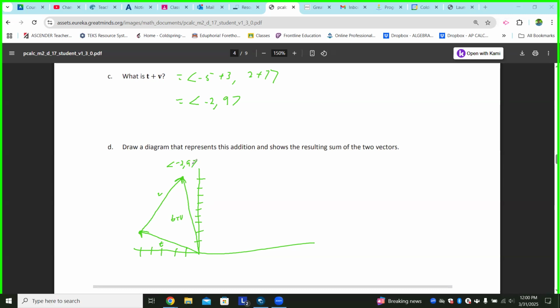Yep. So this time the only difference from part B is this time we started with T, then went V. The other one we started with V, then went T, but we can see they both ended up in the exact same spot. So graphically and algebraically, we now know that addition of vectors is commutative. The order will not matter. Any questions on that? All right. So I know we've done this before. It's a great little review.